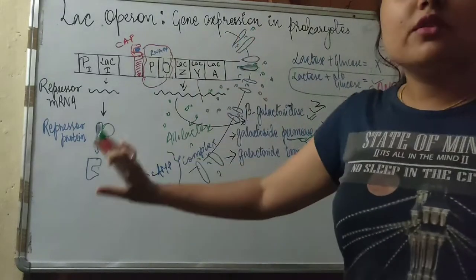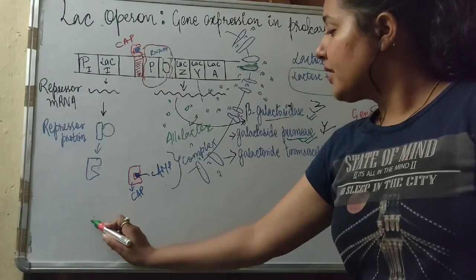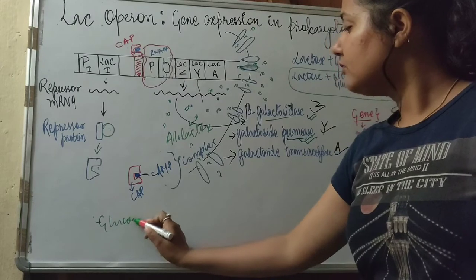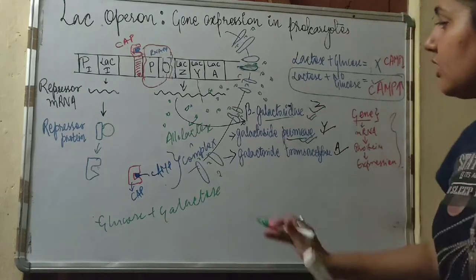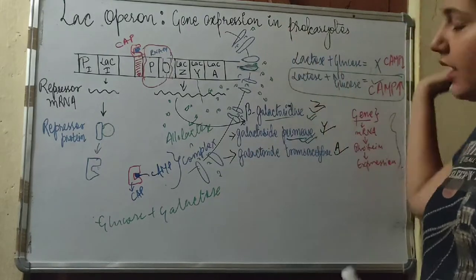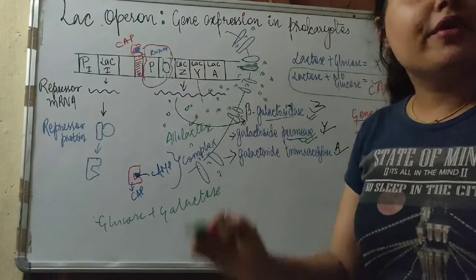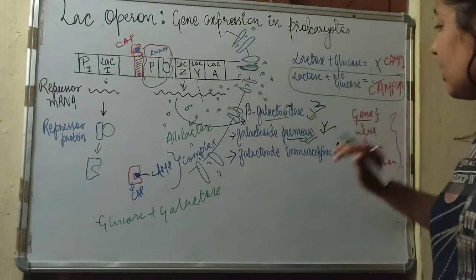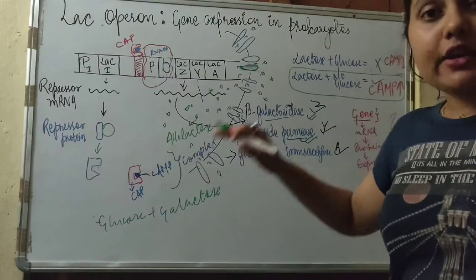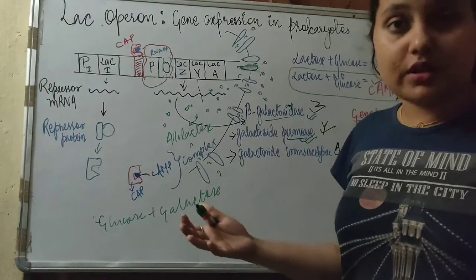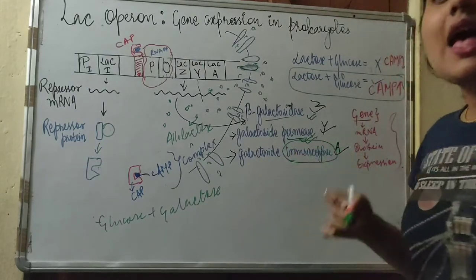When there is a large number of lactose, beta galactosidase will break it into glucose plus galactose. Permease enables more and more entry of lactose, and beta galactosidase breaks more and more lactose. But the availability of lactose is so much that there must be someone to help beta galactosidase. So this galactoside transacetylase acts as a helper hand.